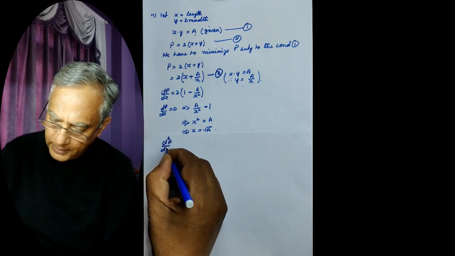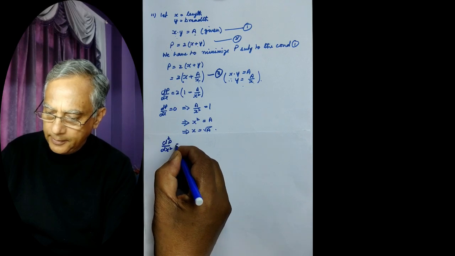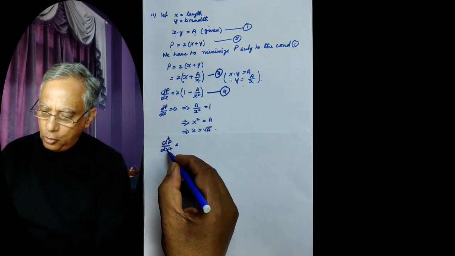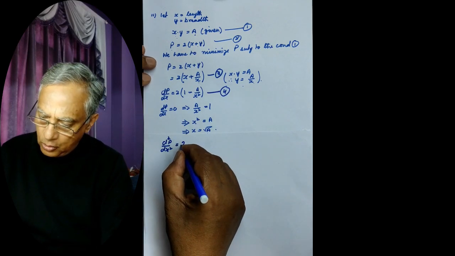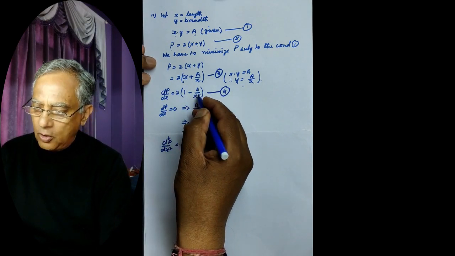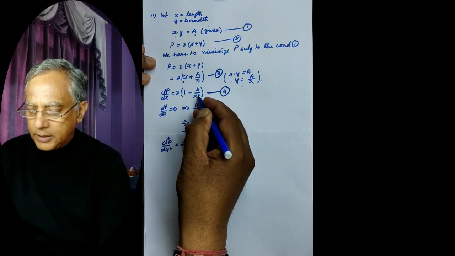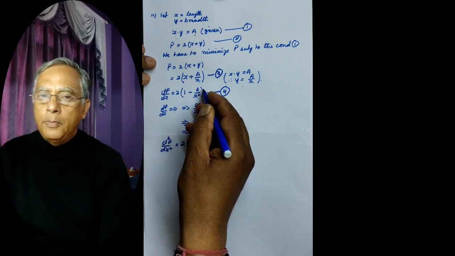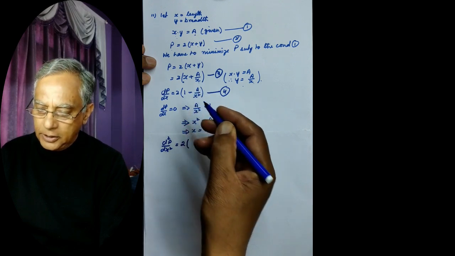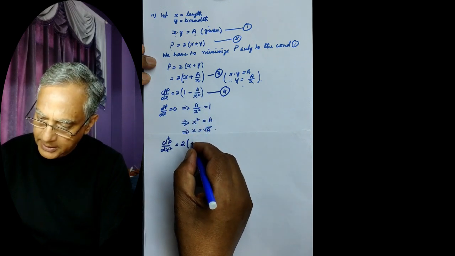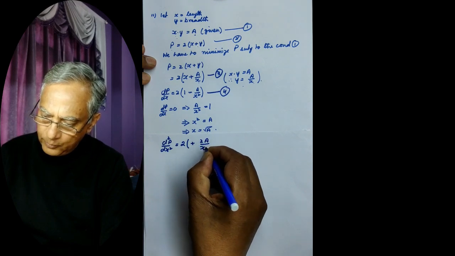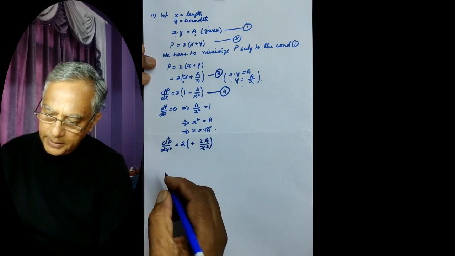d2p by dx square. Now from 4, d2p by dx square is 2 into differential of 1 is 0, and differential of a over x square is a into x to the power of minus 2. So minus 2 over x cube. So this will be minus minus plus 2a by x cube.